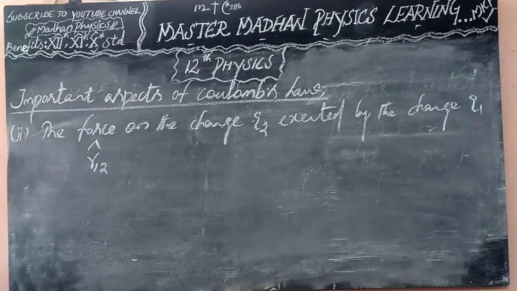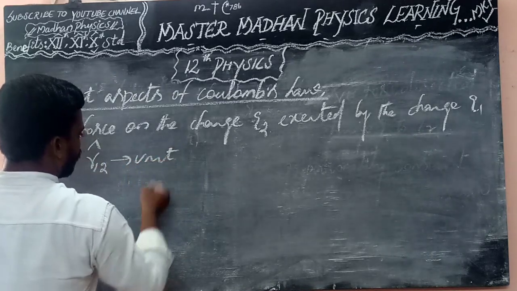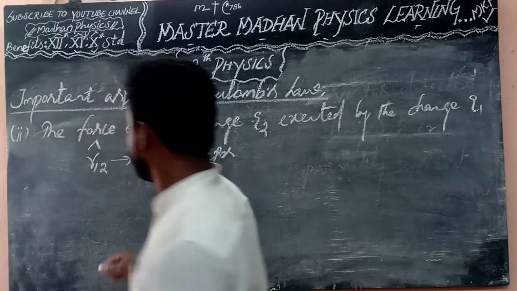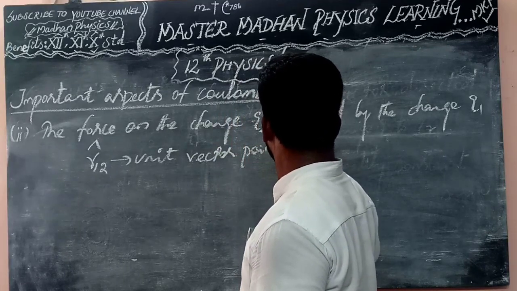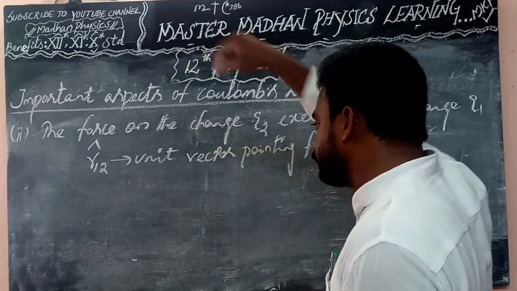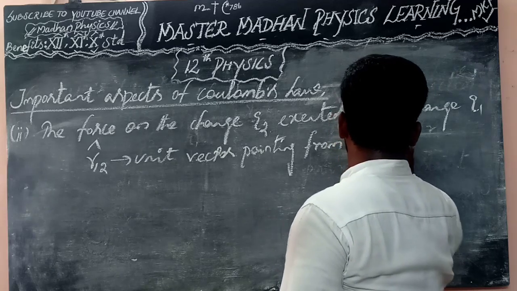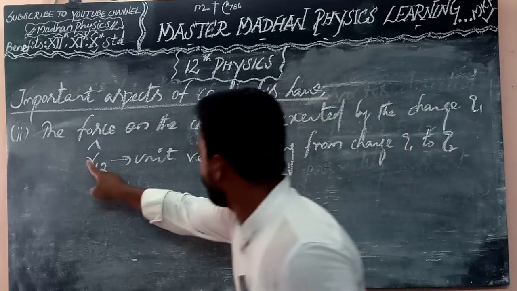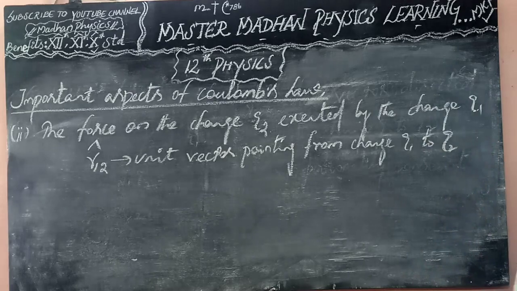Here r cap 1 2 is the unit vector, which you know very well, right? Unit vector pointing from charge Q1 to Q2. r cap 1 2 means the direction goes from Q1 to Q2.